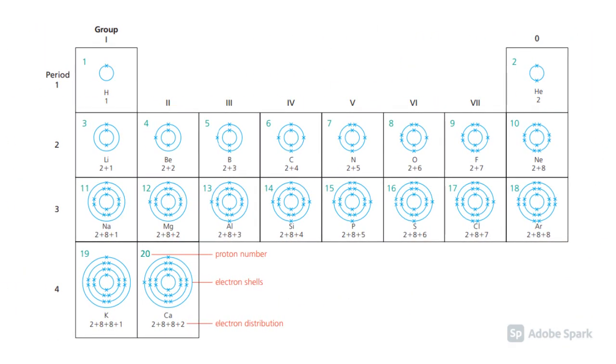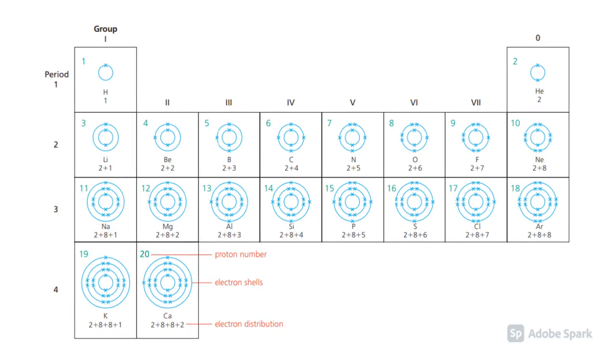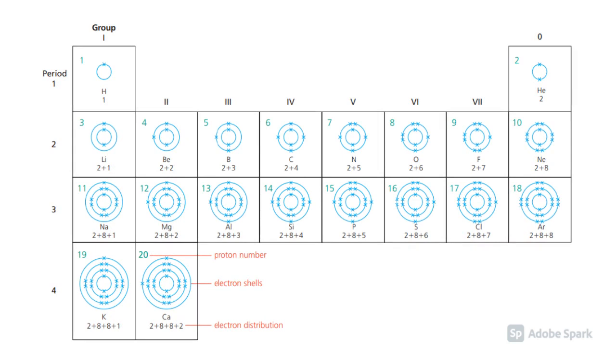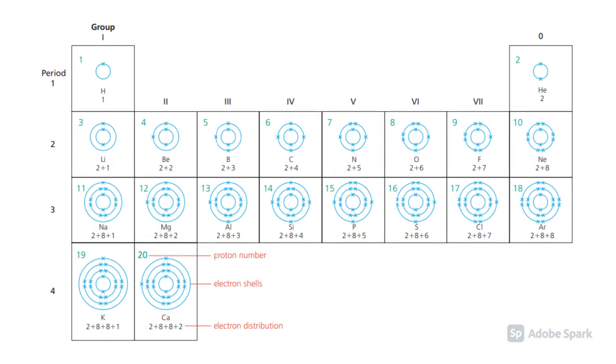Here are the electron shells for the first 20 elements of the periodic table. The number of electrons increases by 1 each time. It's the same as the proton number. The shells fill according to the rules covered in the previous slide.